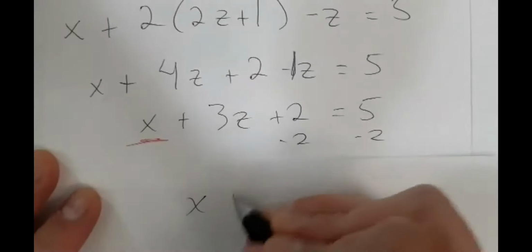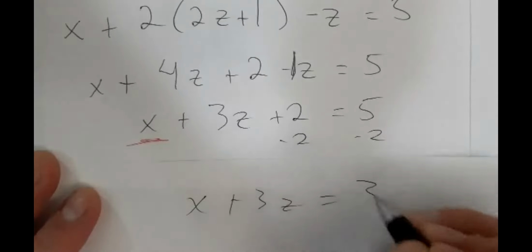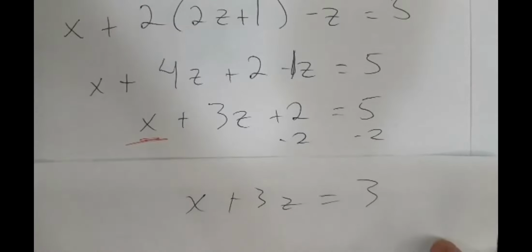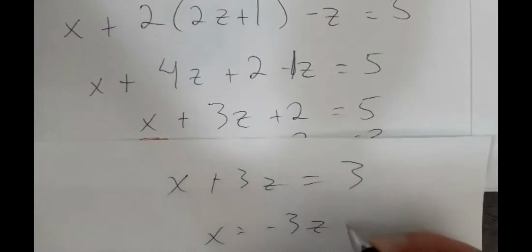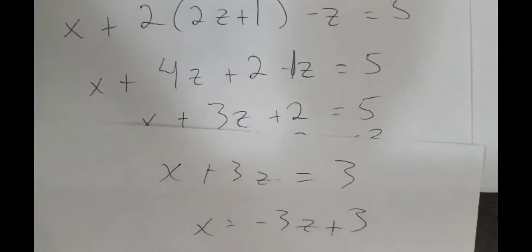So x plus 3z is equal to 3. And then if I want to solve for x, I have to subtract my 3z. So x is minus 3z plus 3.